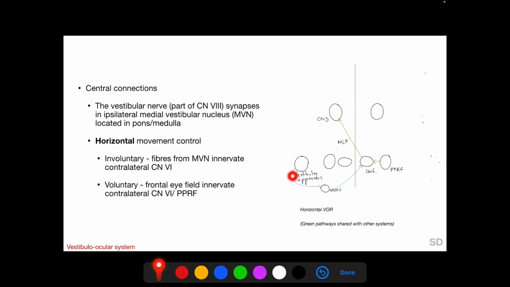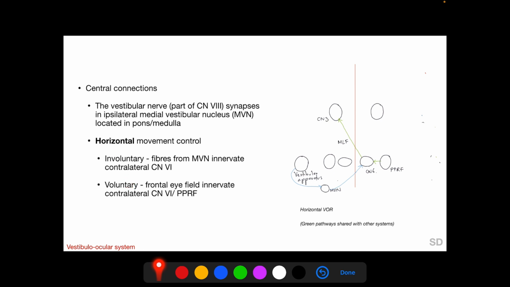First, the vestibular nerve arises from the vestibular apparatus of the inner ear and connects to the ipsilateral medial vestibular nucleus. And this medial vestibular nucleus is located in the pontomedullary junction. For the involuntary horizontal movement control, fibers from the medial vestibular nucleus innervate the contralateral sixth cranial nerve nucleus, thus generating contralateral gaze as we have described.